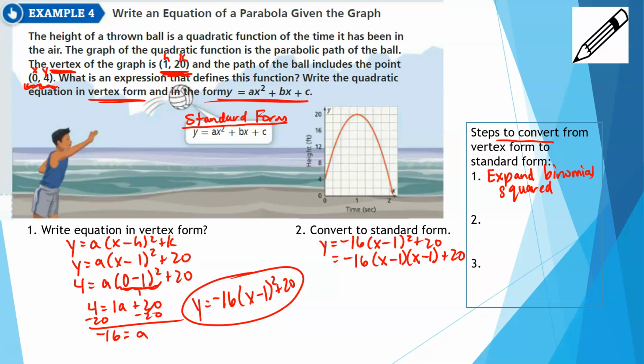Now you've learned over the years that if you have two binomials times each other, you can FOIL. So first times first, outside times outside, inside times inside, and last times last. You should end up with 3 terms when you do that.